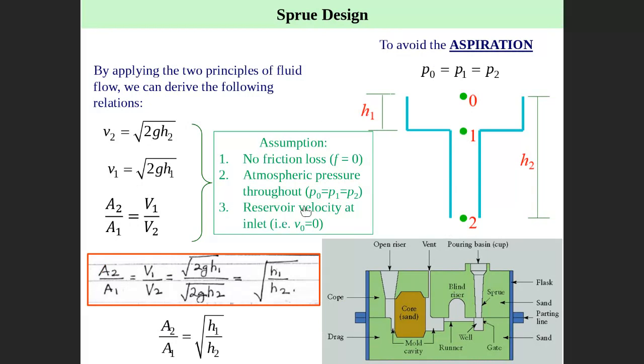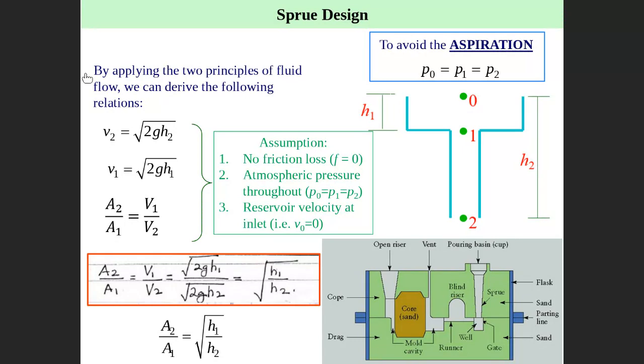Definitely, I don't want to say this again. I'm not going to ask you whether to avoid aspiration or not, but this is by default. Whenever I give you any problem in casting, you must consider in your mind that you must avoid aspiration. If you did not consider this case, you get a defect in the casting, and this casting will be scrapped. This one must be satisfied.